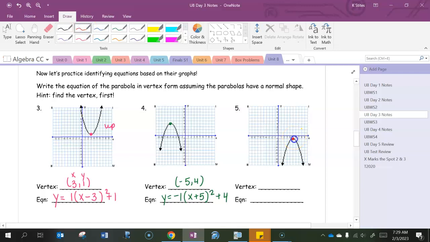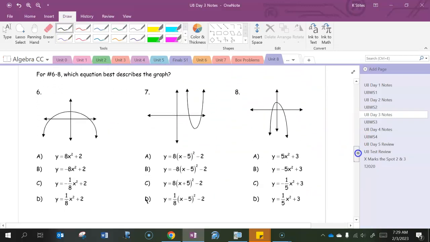Find your vertex. This is 5, negative 1. Also opening down, so make sure when you put your y equals, you have a negative 1 as your a value. Okay, and again, we're going to change the x value, so it'll be a minus 5. Don't forget your squared. Keep your y value the same, so minus 1.